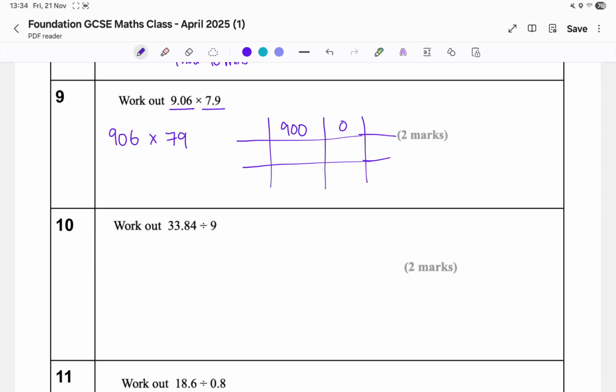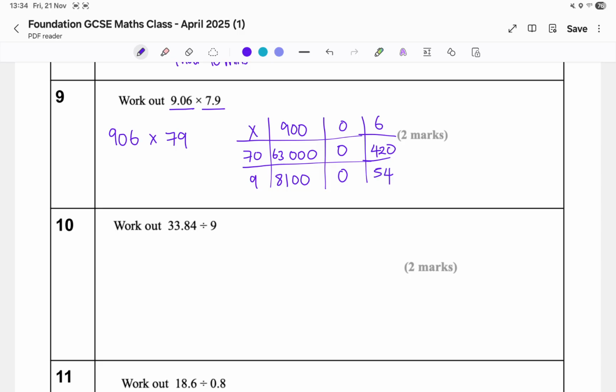900, 0 and 6, 70 and 9, and I'm multiplying. You can multiply using either the long multiplication method or the column method. I prefer the column method. So 900 times 70 is just 9 times 7 is 63, add 1, 2, 3 zeros. 70 times 0 is just 0, and then 70 times 6. 7 times 6 is 42, add a 0. 9 times 9 is 81, add 2 zeros. That's going to be 0. 9 times 6 is 54.